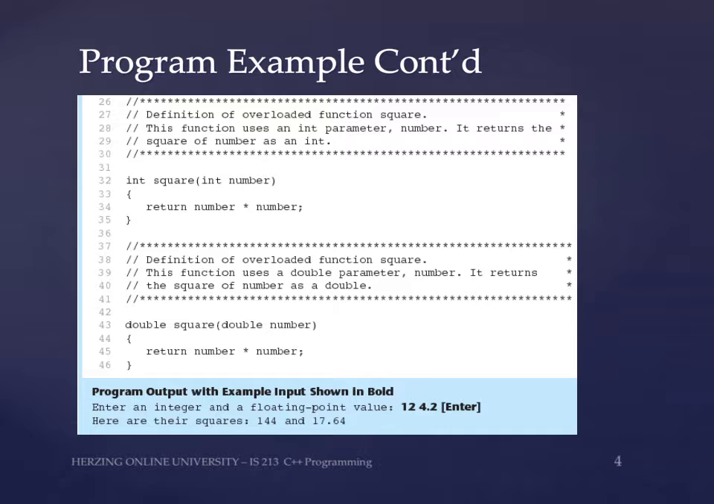So the program is to return the square of a number as an integer value. Notice the output of the program. After the user enters the integer value of 12 and the float value of 4.2, the program will calculate the square and return, for the integer, 12 times 12, which would be 144, and for the float, 4.2 times 4.2 would be 17.64.